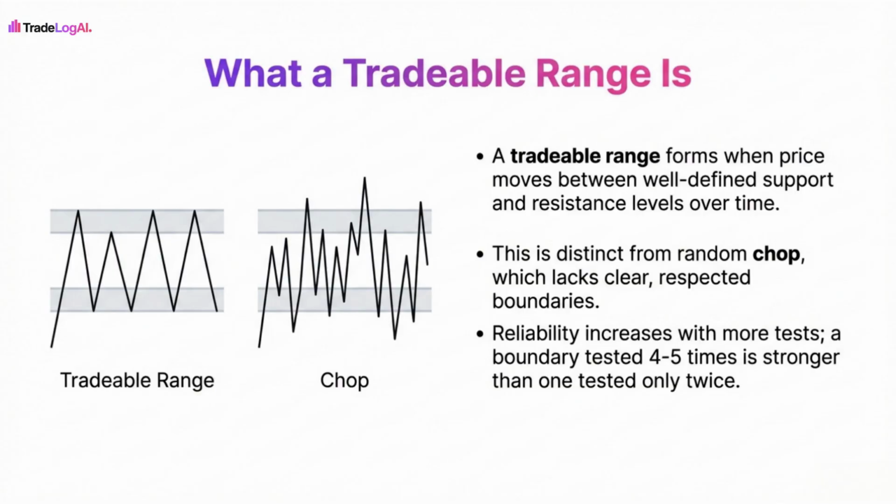A tradable range is a market that repeatedly moves between well-defined support and resistance over time. The key word is defined. You can point to boundaries the market respects. That's very different from random chop, where price swings without clean, consistent reactions. Reliability increases as the boundaries get tested more. A range tested 4 or 5 times is typically more meaningful than one tested once or twice. So, before you trade, qualify the environment.